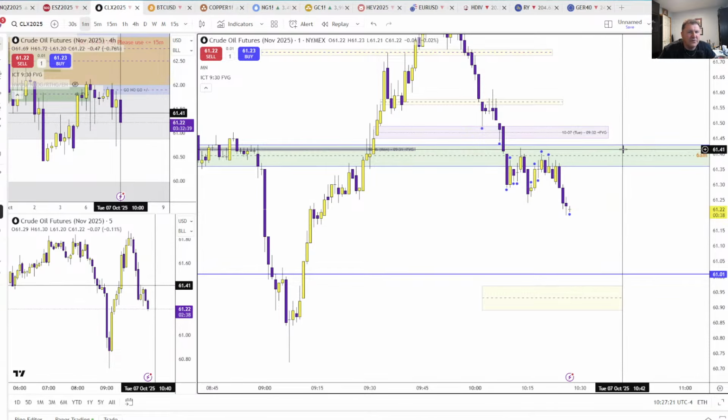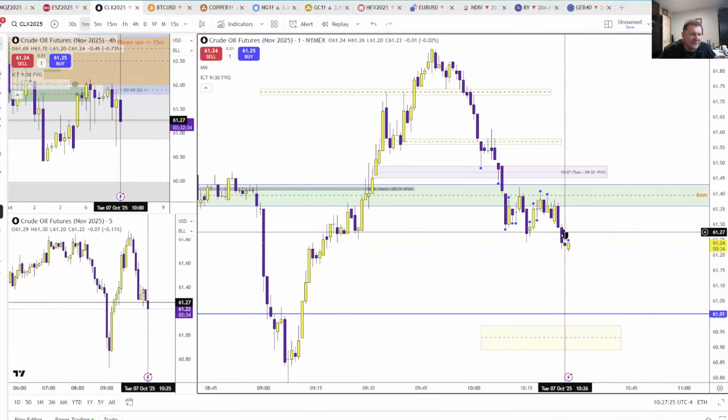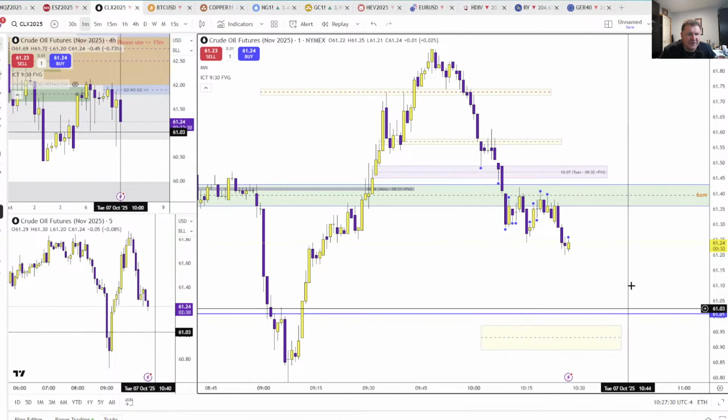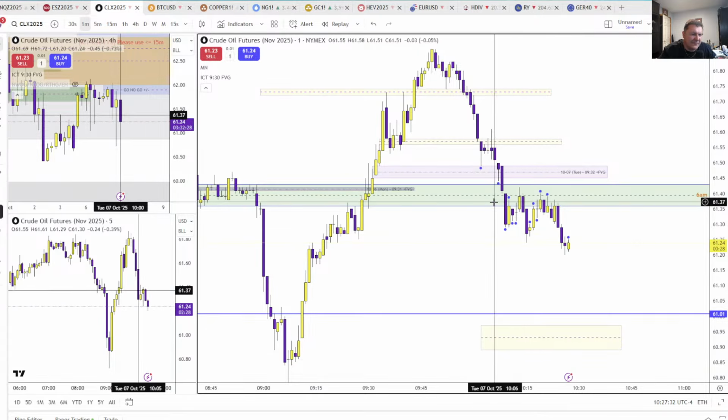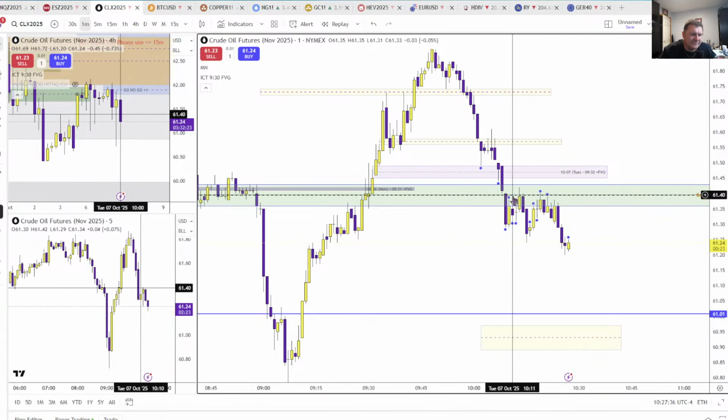You have no hope of 62 just yet, Craig. All the time you've got this continuation down here. Look for this and then look for potential for a reversal. Be careful of these bull traps, and we talk about them as they were happening.